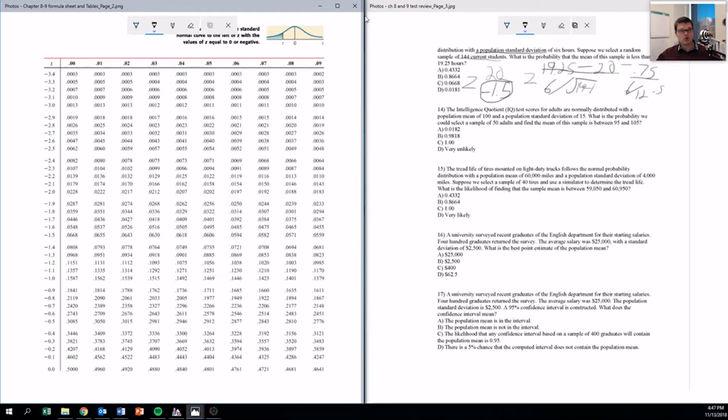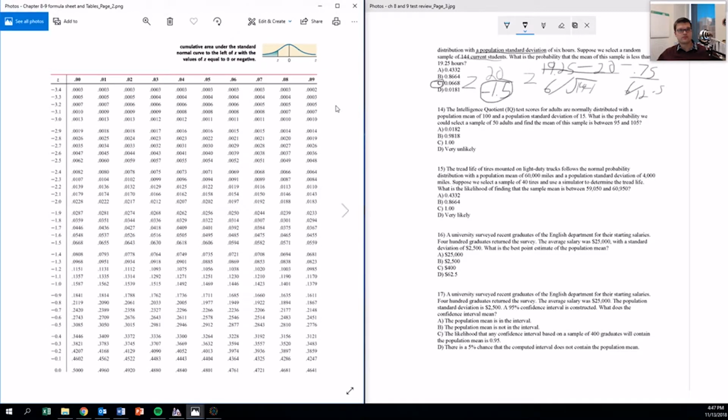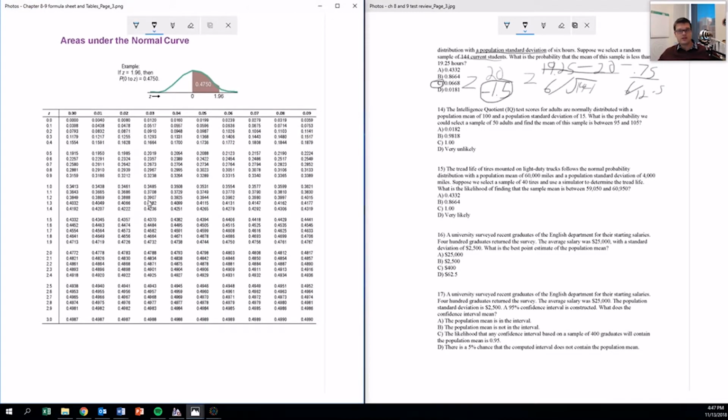So this is the appropriate chart to use. Negative 1.5 or below. So we find negative 1.5, and the answer is 0.0668. So the answer is C. The other chart, if you look at the z-score for 1.5, will tell you the probability of it being between negative 1.5 and the mean. That's not what we're asking for. We're asking for 1.5 and below. So just make sure you know why you're using which z-chart.